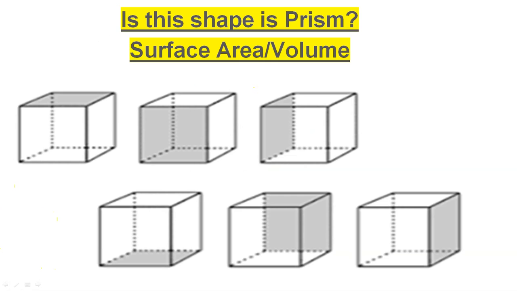So is this shape a prism? Yes, we have already learned it's a cube, and you are very familiar with it. It's a square prism, or in other words, you can say it's a cube. Yes, it's a prism. It has identical ends, flat faces, or rectangular faces, and it should be the same throughout the shape. Okay, so all conditions are fulfilled.